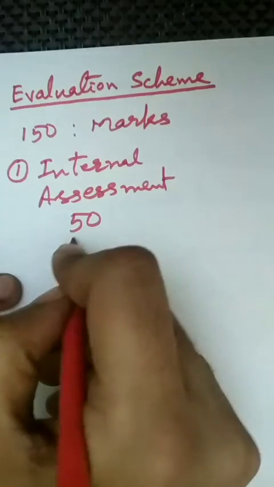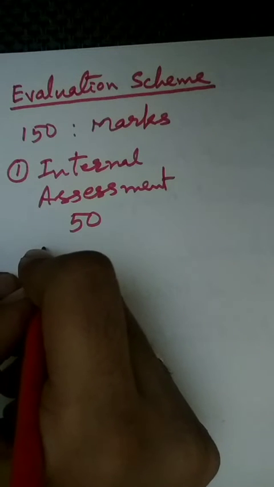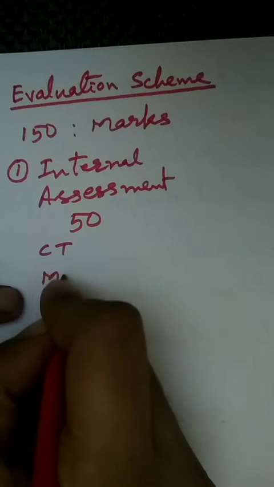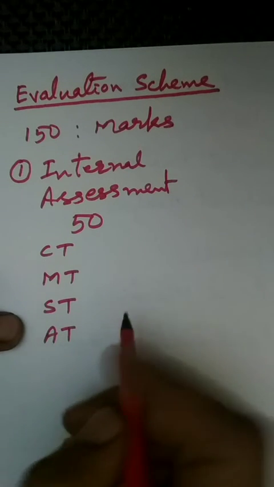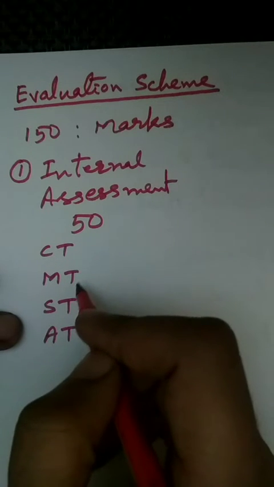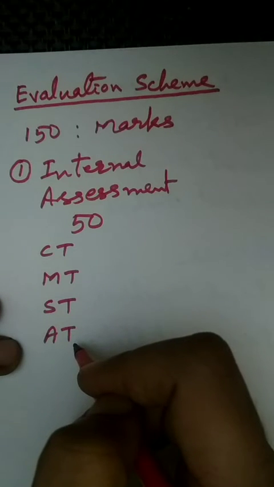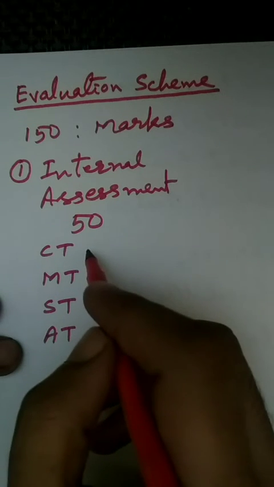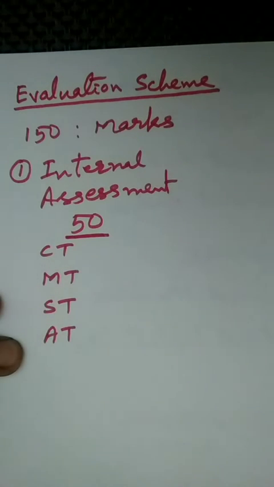This 50 marks is again divided into different parts, that is class test, module test, sessional test, and attendance. So throughout the semester, 2 to 3 class tests, 2 module tests, 2 sessional tests will be conducted, and your attendance should be at least greater than 80%. Then according to your performance, you will get the marks out of 50. This is the internal assessment.